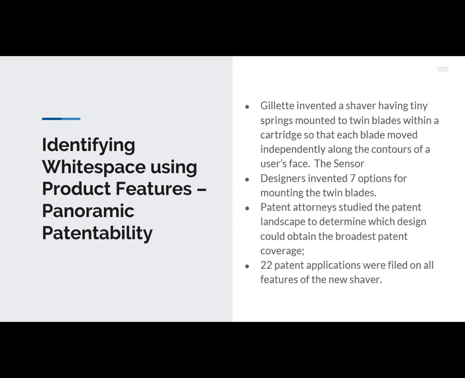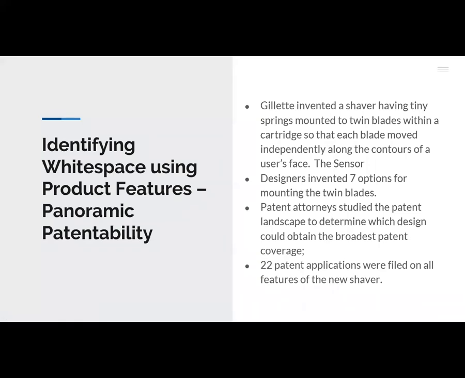The Gillette company invented a shaver having tiny springs mounted to twin blades within a cartridge so that each blade moved independently along the contours of a user's face. They called this shaver the Sensor. And it was an extremely important product for the Gillette company. Prospectively, they thought it would be. Retrospectively, it turned out that it really was.